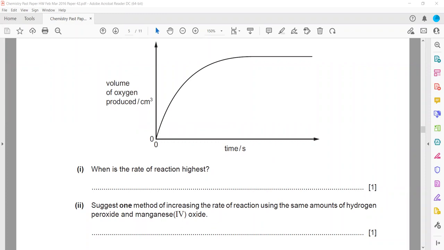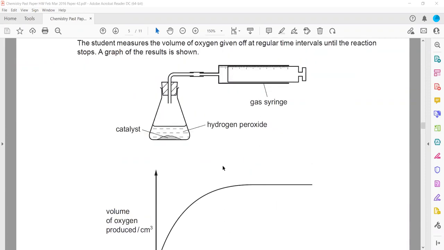So you can mention at the start or the beginning, the rate is fast. Suggest one method of increasing a rate of reaction. So what we can do, if I want to increase the rate of reaction, I can change the amount of catalyst, I can change the size of the catalyst used here, or I can increase the temperature.